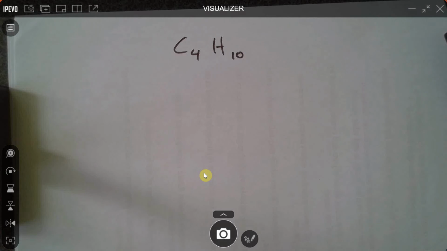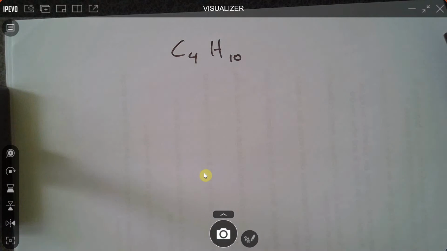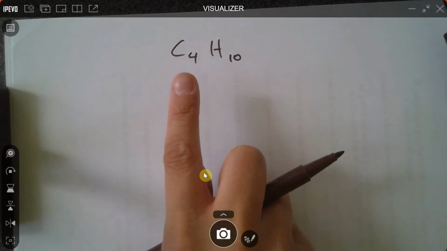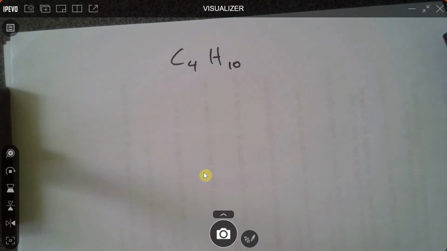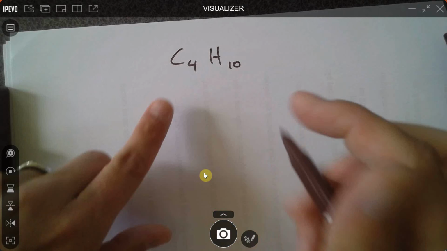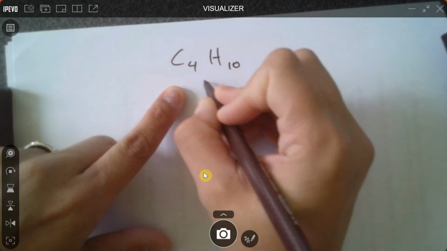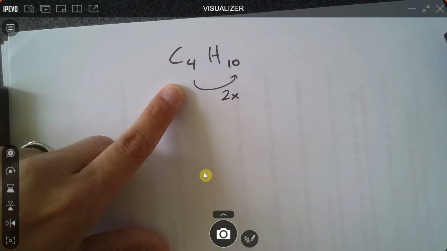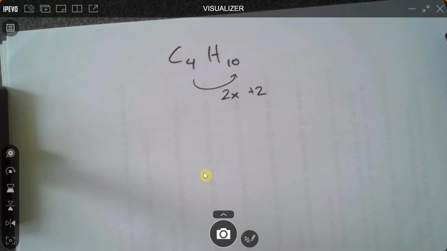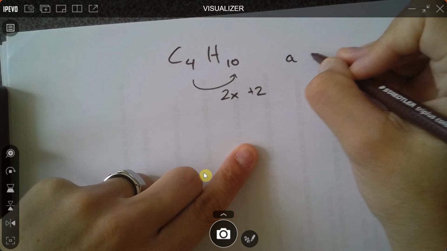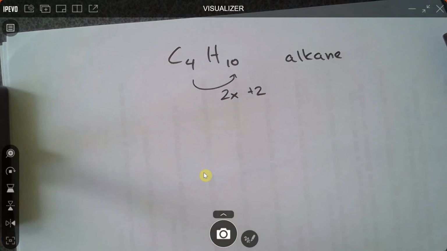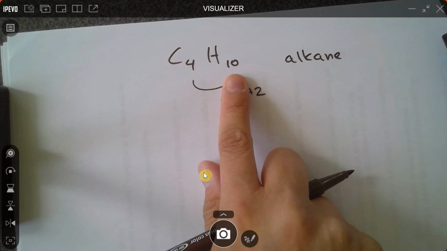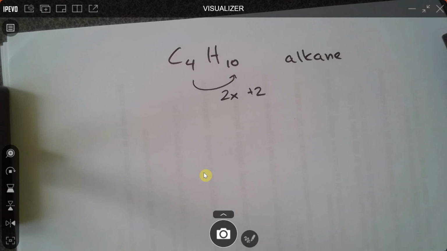The first thing I should always look at whenever I'm given a molecular formula is I should check the ratios between the carbon and the hydrogen, because that can give me hints about what functional group might be there. So when I'm looking at that, I notice that for every one carbon that I have, there's two times as many hydrogens plus two for the hydrogens at the end. So what that tells me right away is that I'm dealing with an alkane. If I was dealing with an alkene and I had a double bond, this would instead be eight. So you see how looking at the formula itself can give you hints right away.